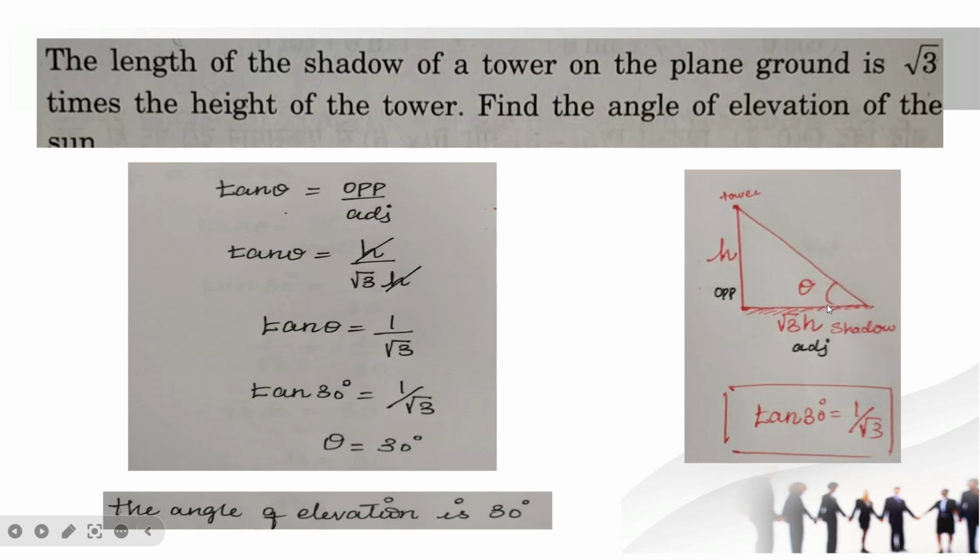So what we have done is substitute the tower height as h. As they said, the shadow is root 3 times the height, so we have written root 3h. They asked what the angle of elevation is. So you could see what are all the things involved.